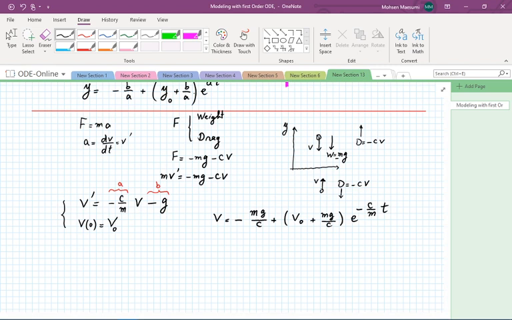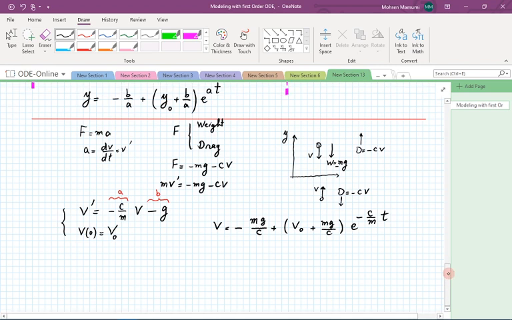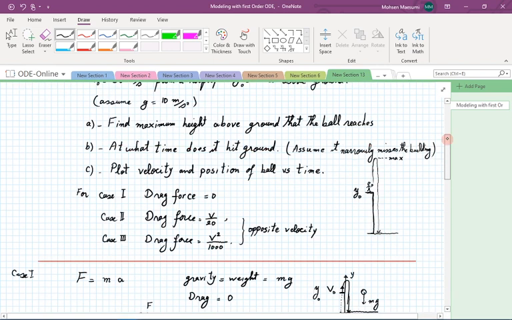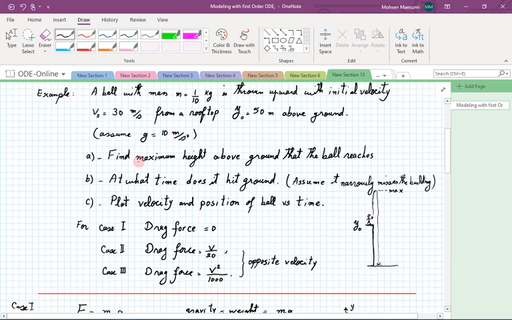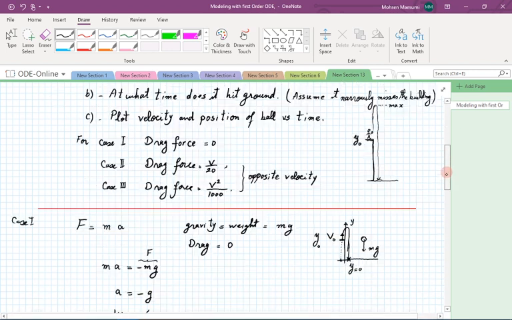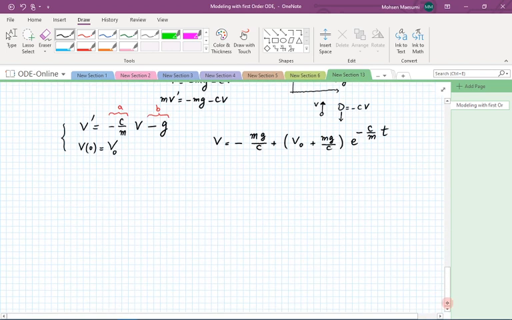Now let's answer certain questions that the problem raised. One of them was, what's the maximum height, or at what time do we reach the maximum height? So some question like that. Find the maximum height above the ground. So here, same observation as before: maximum height implies that v prime is equal to 0.